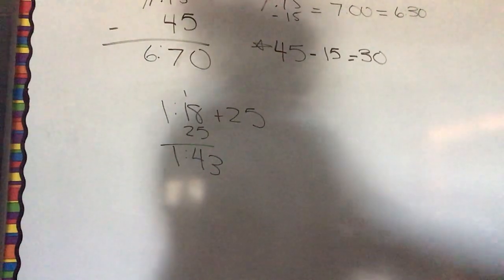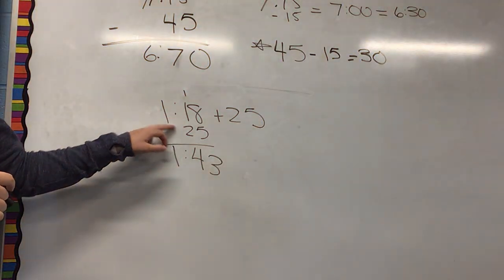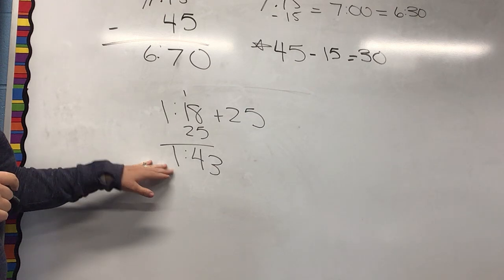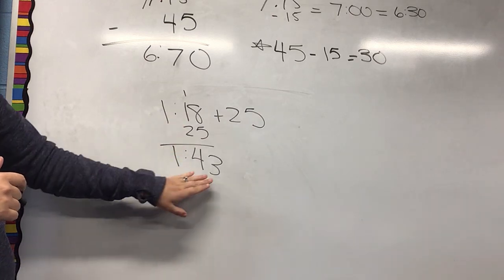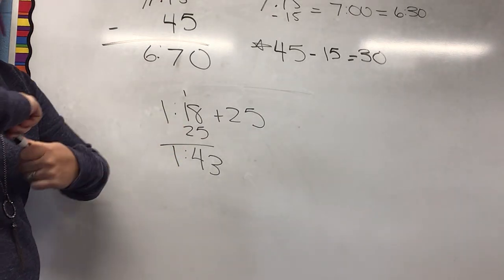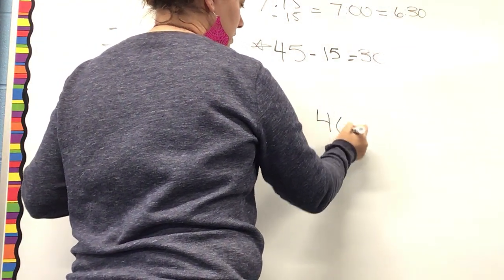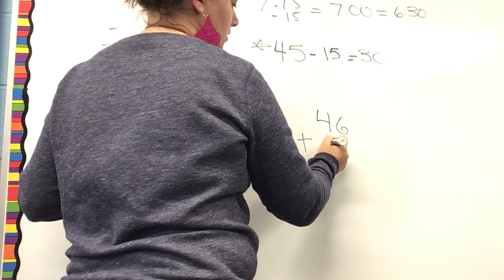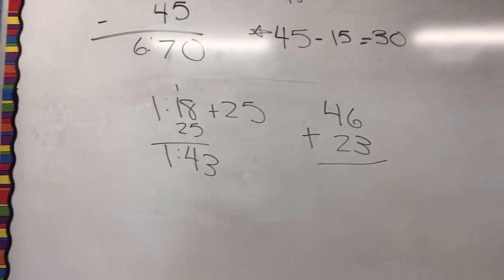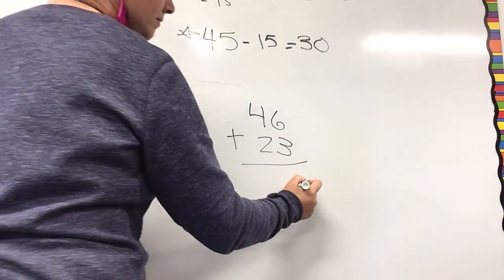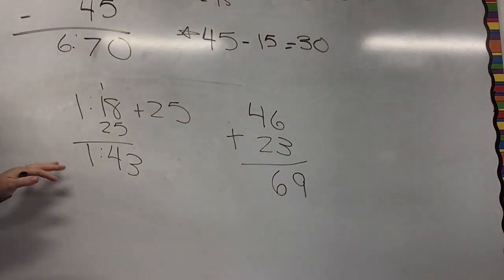I want to point out again when we're adding, I added my minutes. Did that still give me a real time? Unlike our 670. You have to be careful. So I can add my minutes here, and they were under 60. What would happen if I had 46 minutes plus 23 minutes? Okay, let's add those minutes together. What's 6 plus 3? 4 plus 2? 6. Okay, so I have 69 minutes.